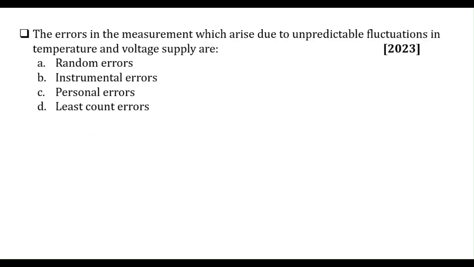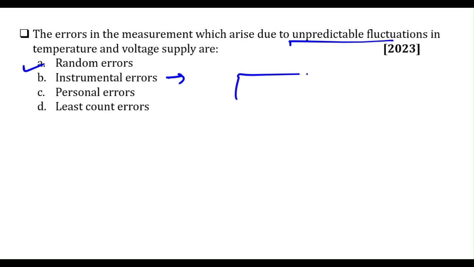Now moving to the next question. The errors in measurement arise due to unpredictable... Oh, this is random one. So you can write simply random errors. Instrumental errors are those which we can see that, okay, this is a faulty instrument and it is not going to give us proper results.